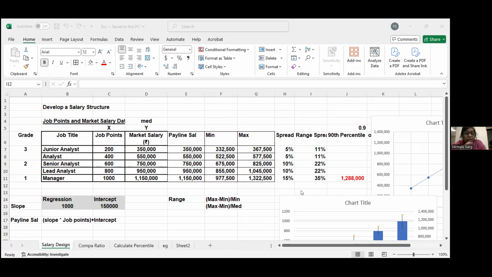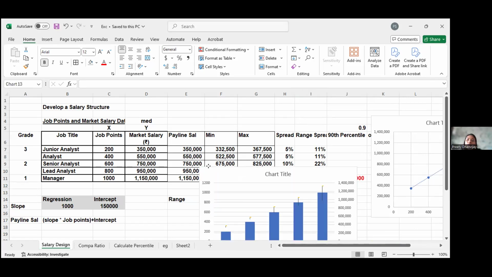Yeah, ma'am, so intercept, market, bill and salary, min. Okay. Spread of 11%, 22%, 22%. Okay. 35%. All right. Okay. Good. Any questions, ma'am? You mentioned about plotting the min.